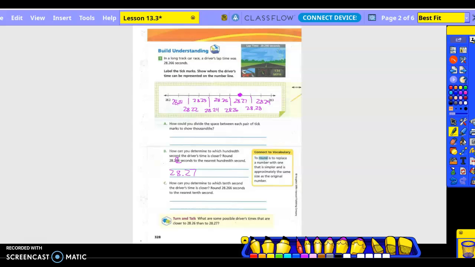How can you determine to which tenth of a second the time is closer? If we want the tenths, what is in the tenths spot? The 2. Once again, I rewrite anything in front of that. So 28 point, and then is that going to be a 2 or a 3? A 3. So this one would be for the hundredths, and this one would be for the tenths rounding, right?